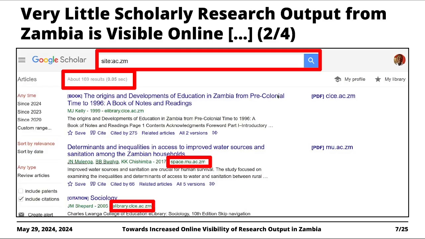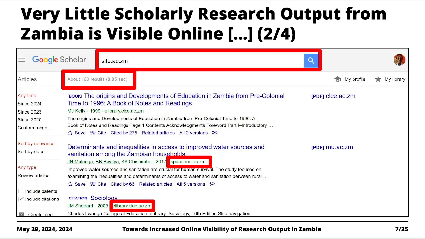So if we just do a focus search on academic institutions in Zambia, if you look at the red bounding box on top, I'm doing a search for academic institutions with the .zm domain. You notice that shockingly, there's only about 169 results. Now, if you sit down and think about this, you appreciate the gravity of the situation. We have a lot of higher education institutions with a .zm domain, cbu.ac.zm, unilus.ac.zm, Mulungushi, or is it mu.ac.zm, Nkrumah.ac.zm. The question we should be asking ourselves is, where is their content?